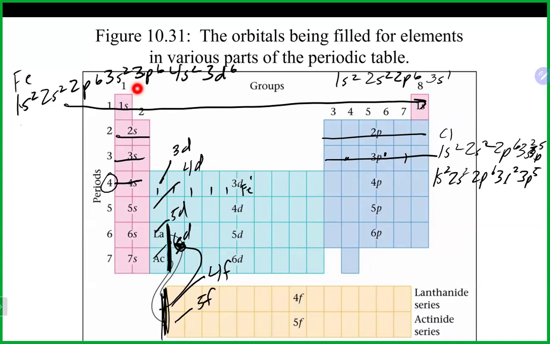You can use this to test or check yourself, but you've got to be careful there when you get into the D's. You also, when you get down to the F's, need to be careful in terms of the numbering as they are two behind. So again, the D's are one behind the period number, and the F is two behind the period number. Any questions on that?